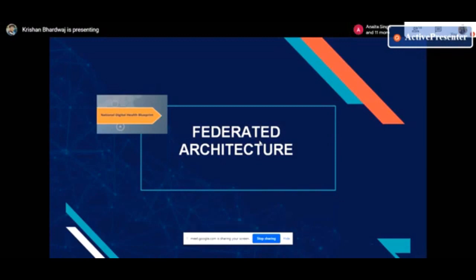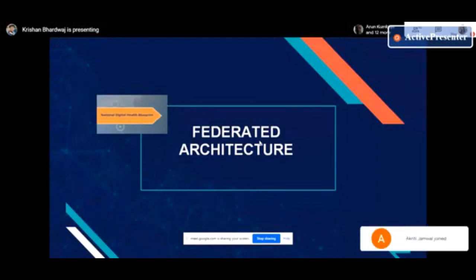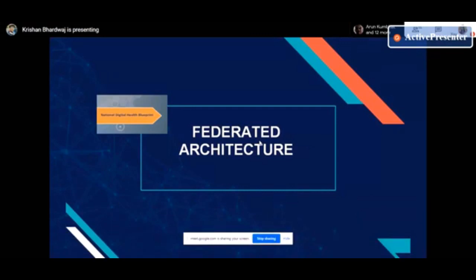Please feel free to ask questions and make it a more interactive session rather than I keep talking. So before we start Federated Architecture, can some of you describe what Federated Architecture is in your own simple English? Raghav, Aditi, Akriti.